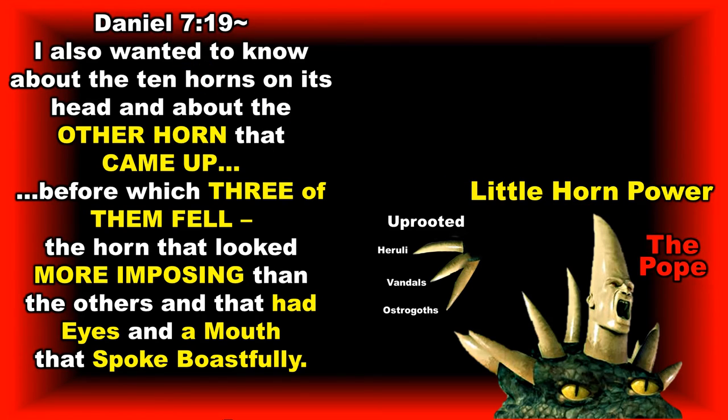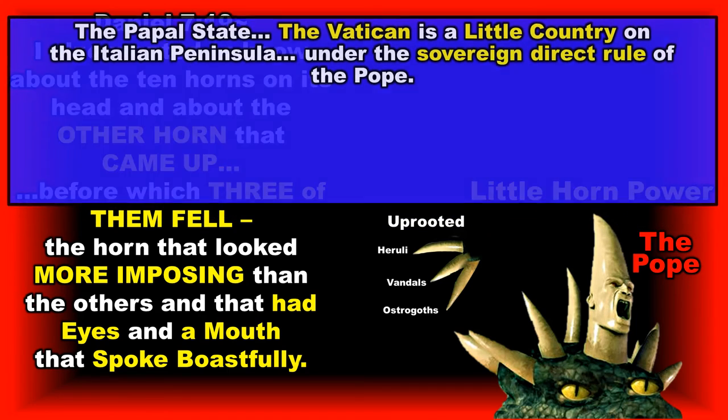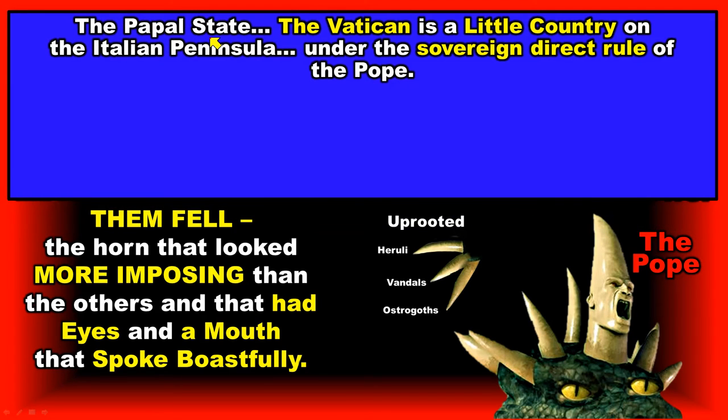Well, I believe the attributes of this little horn power constitutes the Pope or the papal system. So the papal state, it's called the Vatican. It's a tiny country. It's probably the tiniest country in the world, I think. And it's on the Italian peninsula, and it's under the sovereign direct rule of the Pope. So the Pope is both the head of the spiritual Catholic Church, and he's also head of the Vatican, this little country.